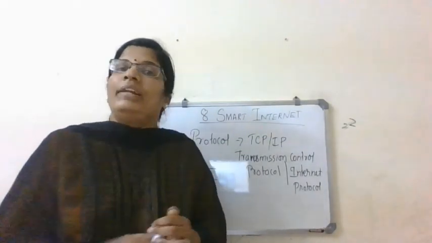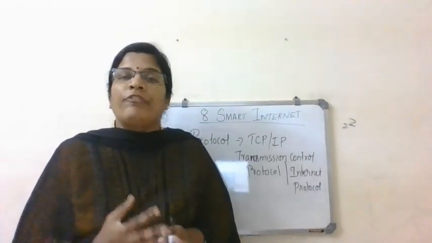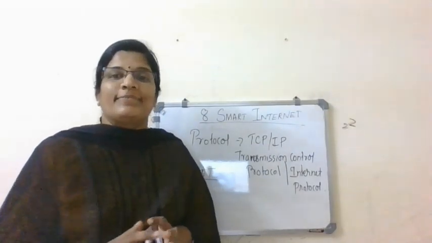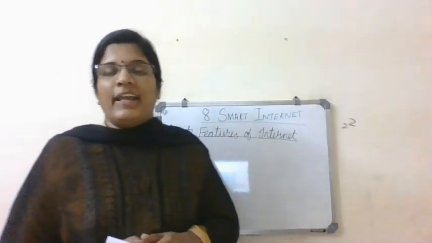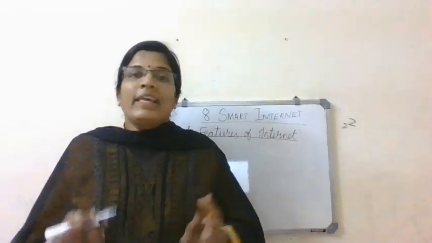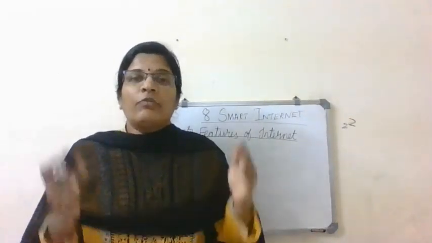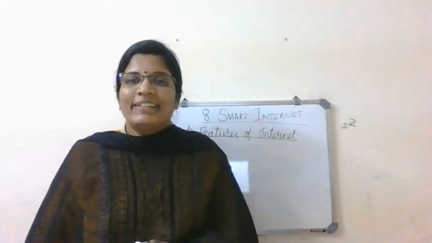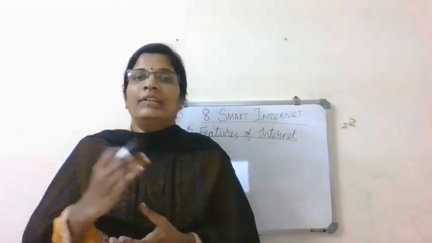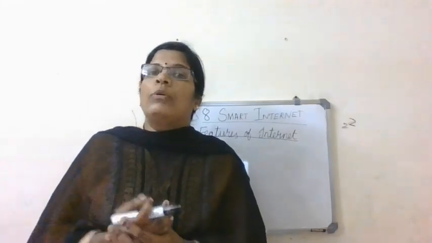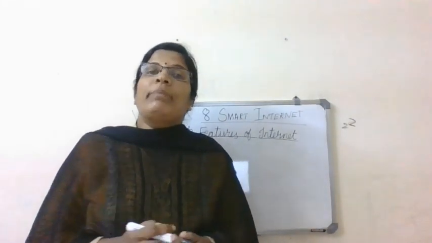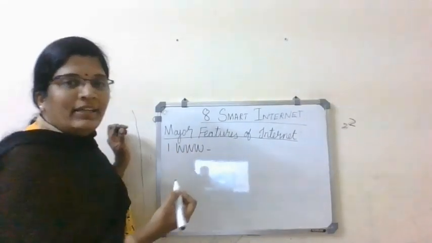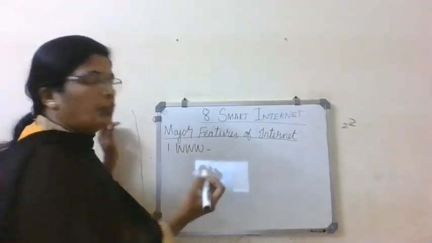Well, now let's see some important features of internet. Major features of internet. When I say internet, the very first thing which comes to our mind is www. Am I right? So whenever we hear the word internet, we immediately think about www. So what is meant by www? Yes, it's World Wide Web, right?